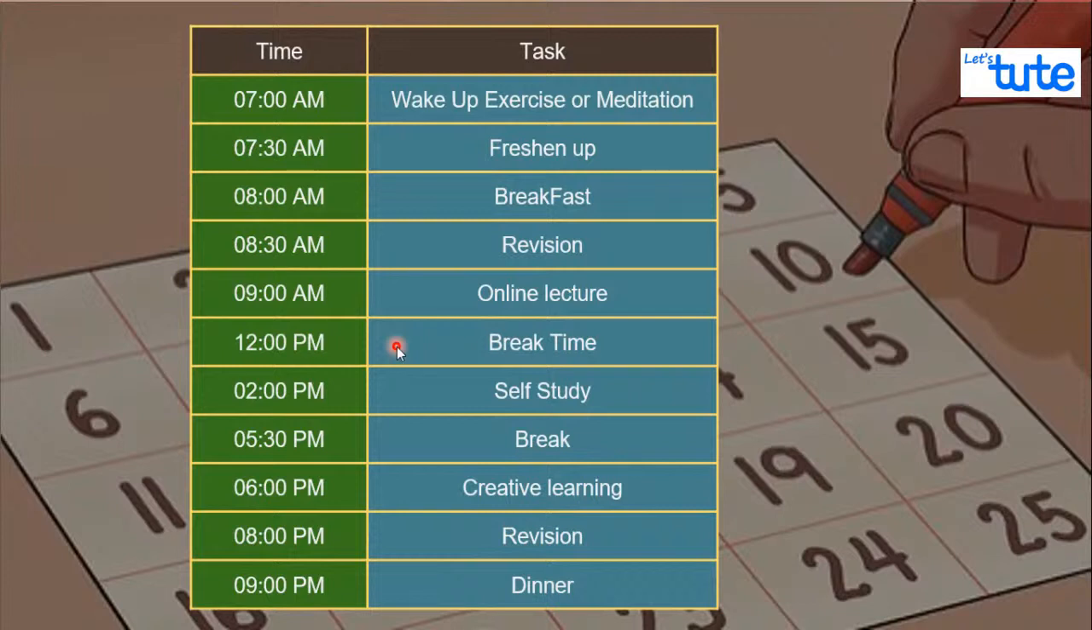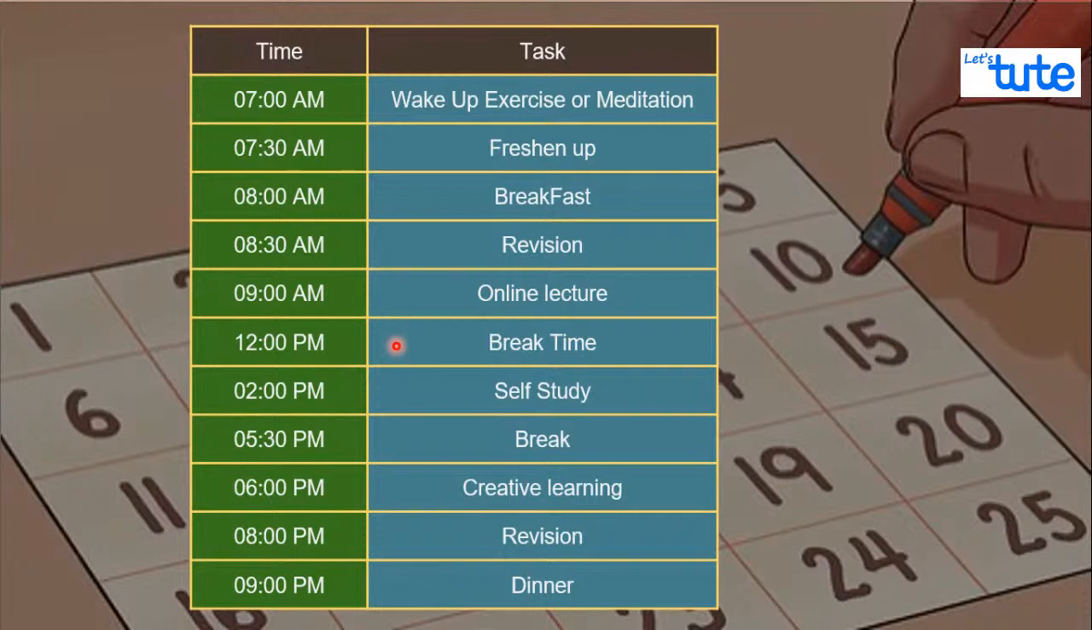So once your online lecture is over, you've eaten something, let's say you've taken a little rest, maybe a power nap of 1 or 2 hours. After that, you can do your homework.